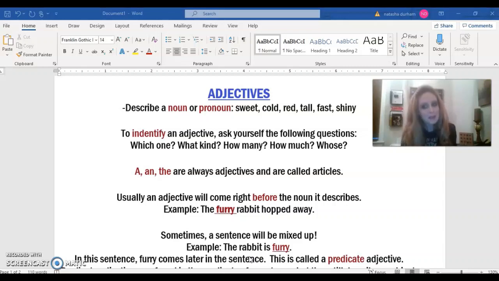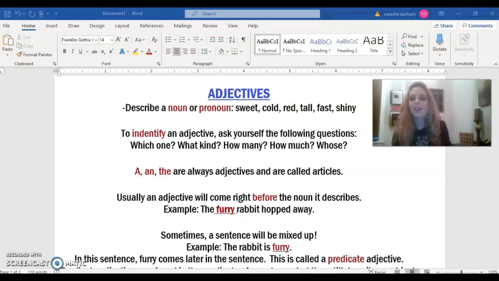Now, you may remember before spring break, we talked about a and the. And we said that a and the are always adjectives, and those are called articles. So if you're reading a sentence and you see a, an, or the in it, just remember that those are always adjectives.